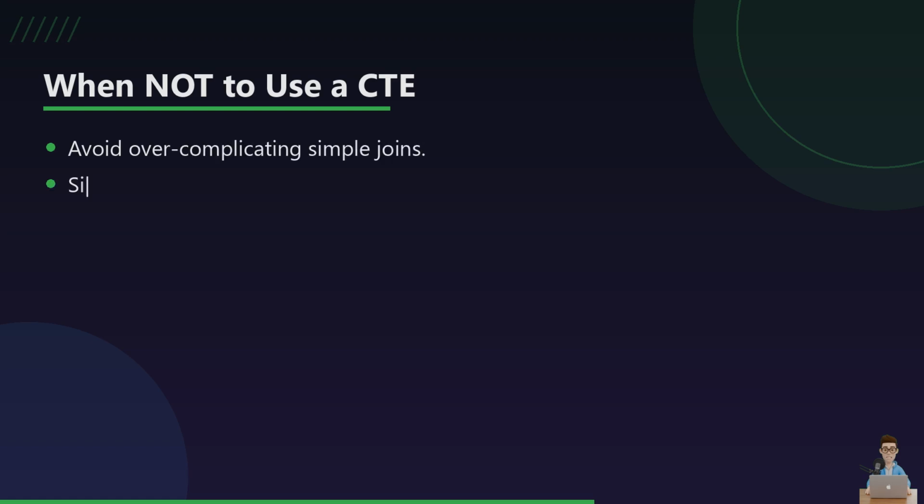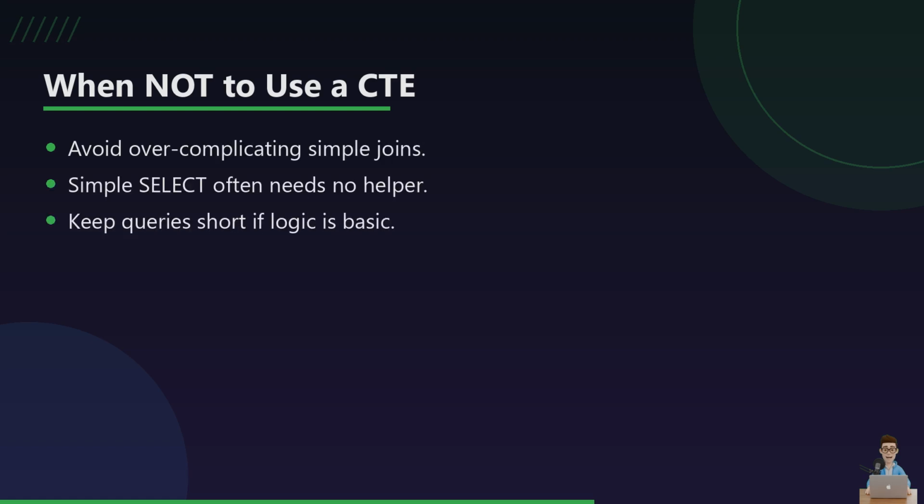Here's my honest opinion. Don't force a CTE onto every single query. If your join is straightforward and involves only 3 tables, write it directly. Over-engineering with a CTE can sometimes make the query harder for others to understand than just using standard joins.